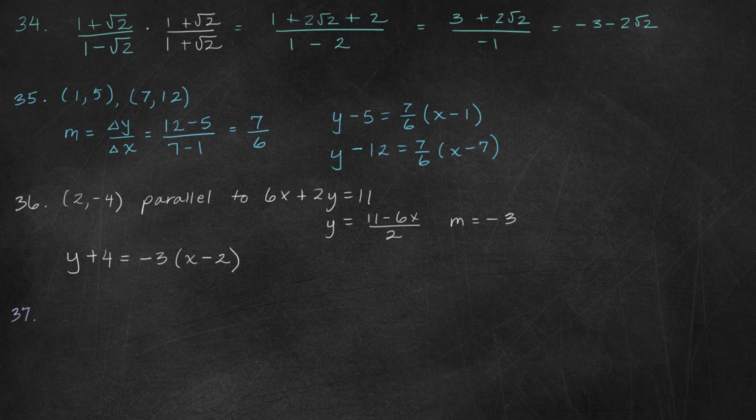37. Write the equation of the line passing through the point 2, negative 4 and perpendicular to the line 6x plus 2y equals 11. Well, a perpendicular line has the opposite reciprocal slope. So if 6x plus 2y equals 11 has a slope of negative 3, then my perpendicular line is going to have the opposite slope, so positive and reciprocal, 1/3. And it passes through this point 2, negative 4. So again, I can use the point-slope formula. y minus negative 4 equals 1/3 times x minus 2.